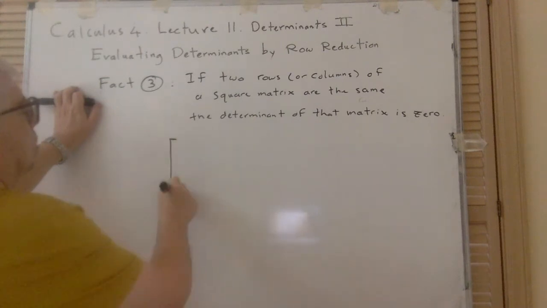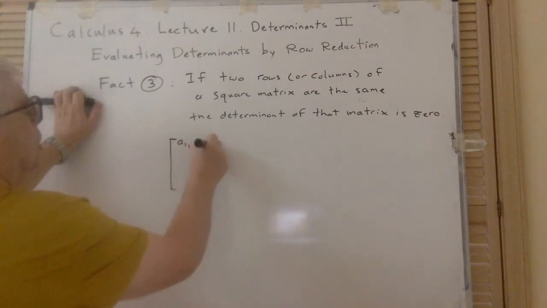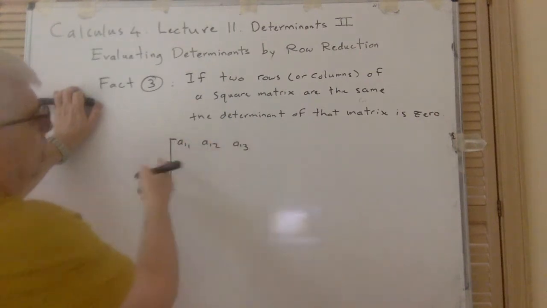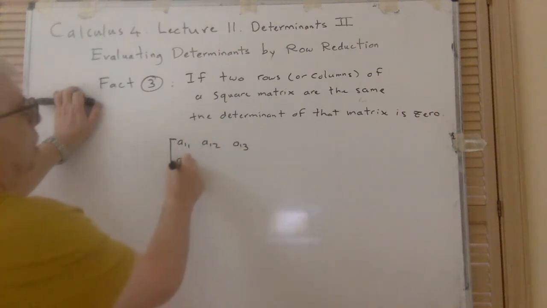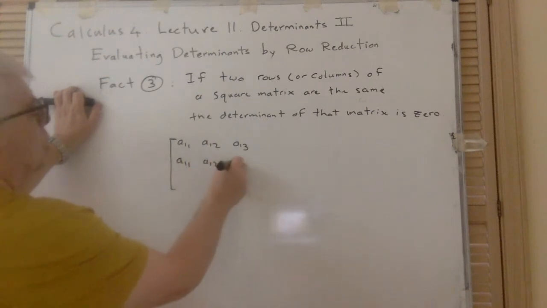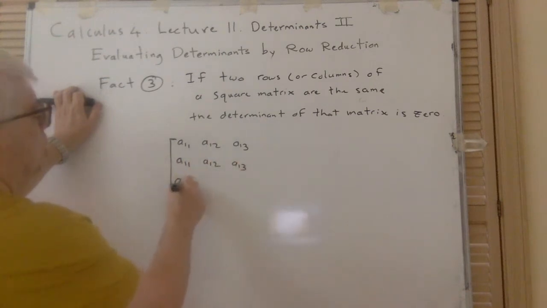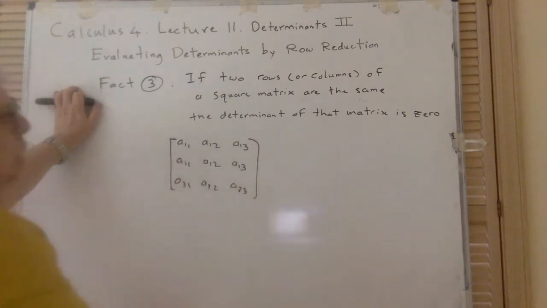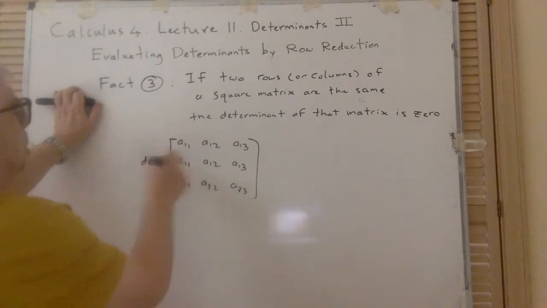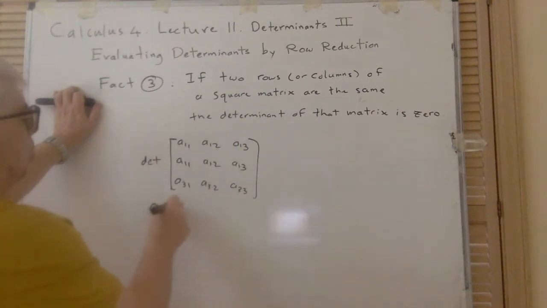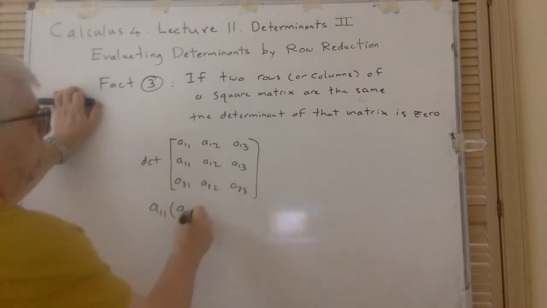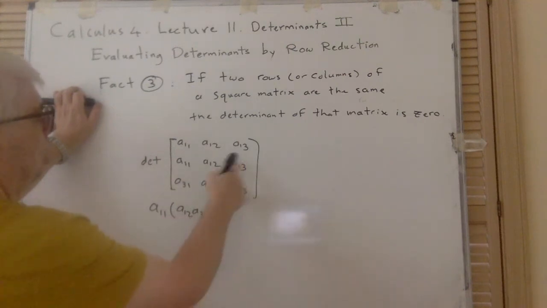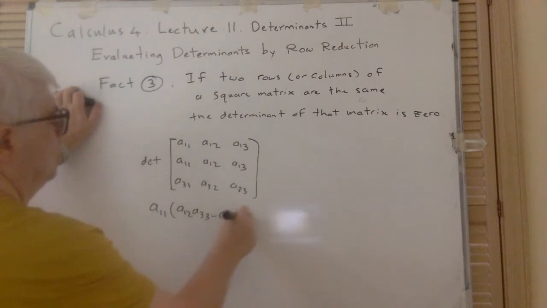I can just write 1, A11, A12, A13, say, and let's just write the second row the same, A11, A12, A13, and the third row is A31, A32, A33. Okay, let's check. So the determinant of this is A11 times the determinant of this, which is A12, A33 minus A13, A32.